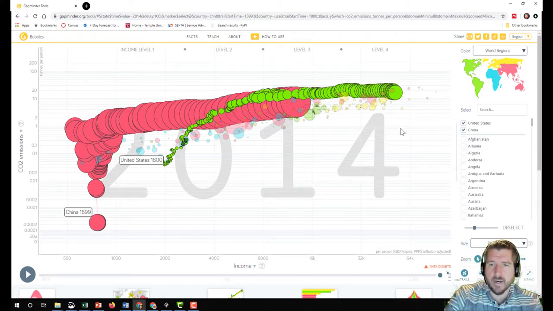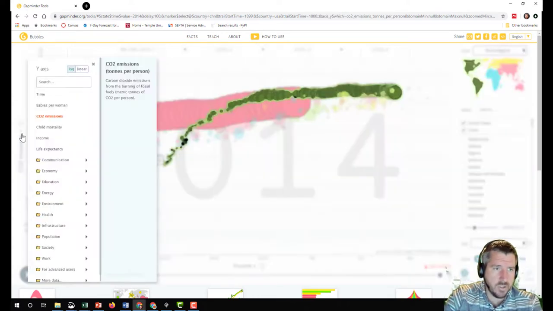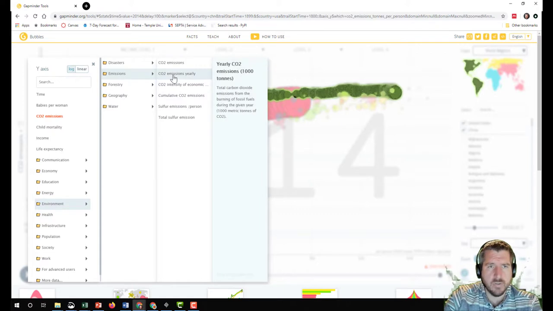This is a good way to compare two countries. Now, in David McCandless' video that you've already watched, he really stressed using normalized data, or dividing by person. You saw that when comparing who has the most troops in China and who spends the most on their military. If you normalize the data, it makes much more sense. So I want to show you an example of using unnormalized data. Instead of CO2 emissions per person, let's go to environment, CO2 emissions yearly.